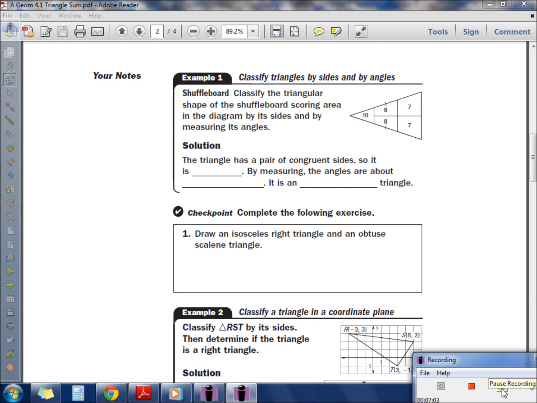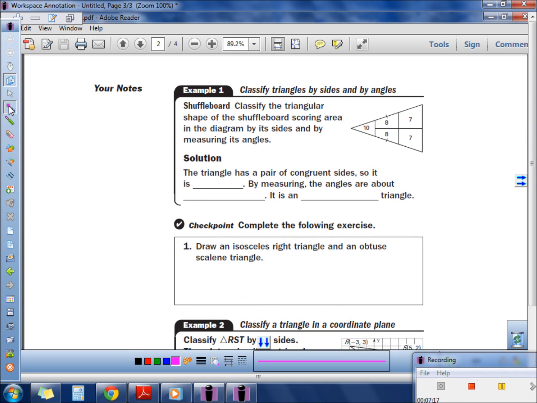All right, example 1's decent. It says, classify the triangular shape of the shuffleboard scoring area by its sides and by its angles. So here's the shape it's talking about, and we want to classify by its sides and its angles. Let's do the sides first. So classifying by sides, look at its sides, what would you call it? Well, it has two congruent sides, so it would be isosceles.